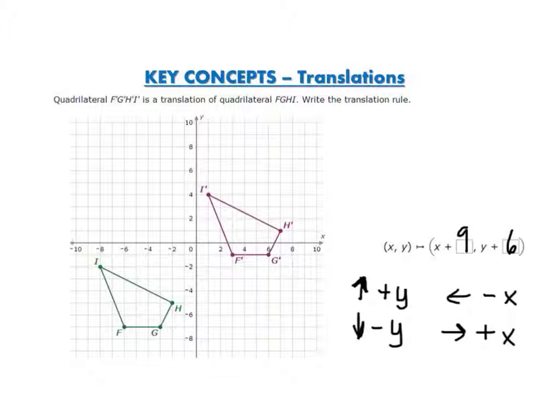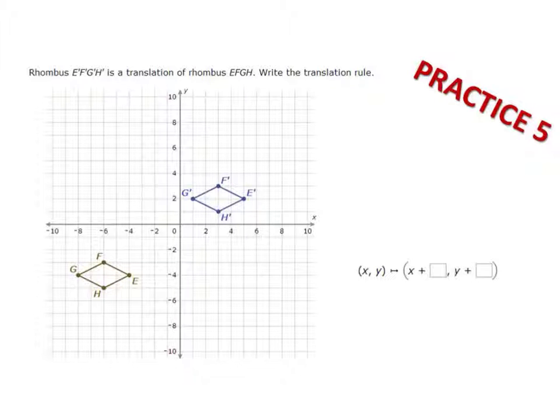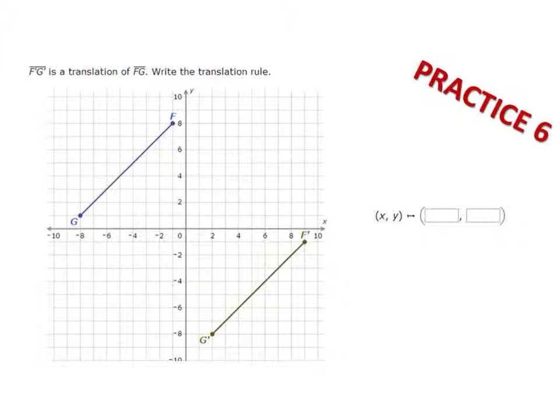All you're doing on this one is counting how many spaces did I move up or did I move down. That's my change in y. How many places did I move to the left or did I move to the right? That is my change in my x value. Here's your practice 5. And here's your practice 6. You have to come up with the rule on this.